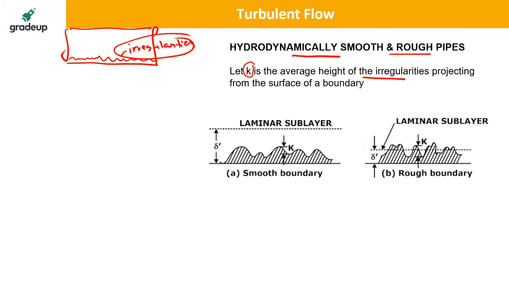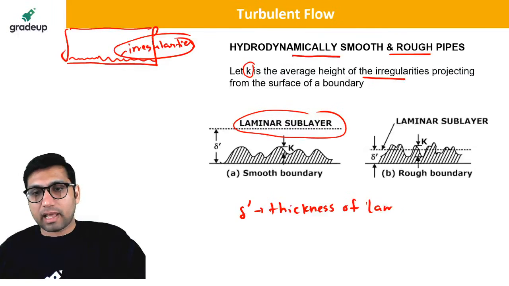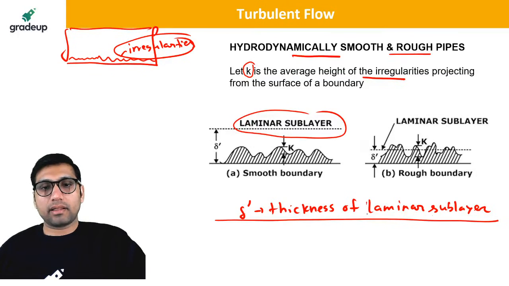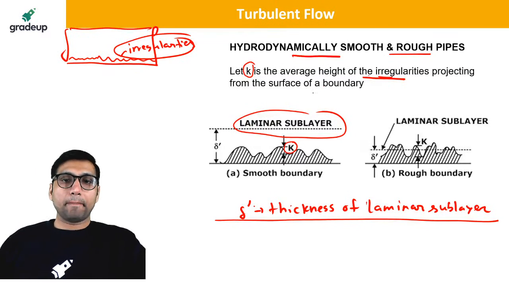So there is a term called thickness of laminar sublayer. In the turbulent flow region, we come across a region which is also called laminar sublayer region. I will tell you the formula for the thickness of laminar sublayer. It is delta dash, and k is the average height of the roughness or irregularities inside the pipe.